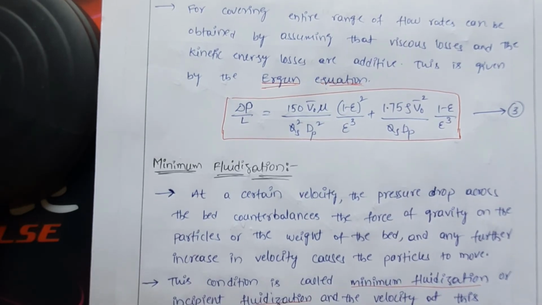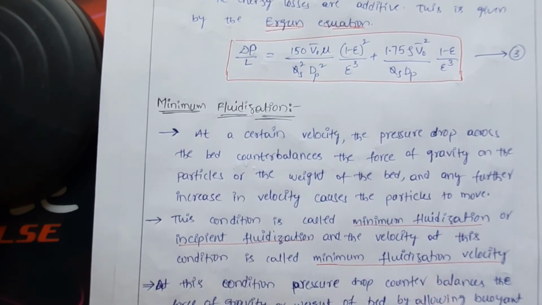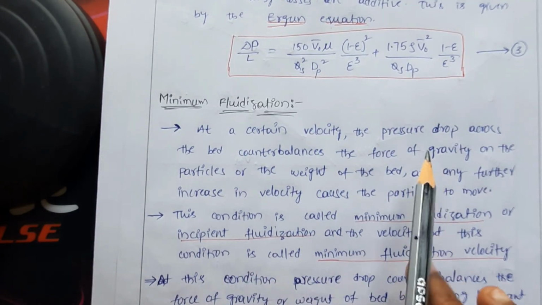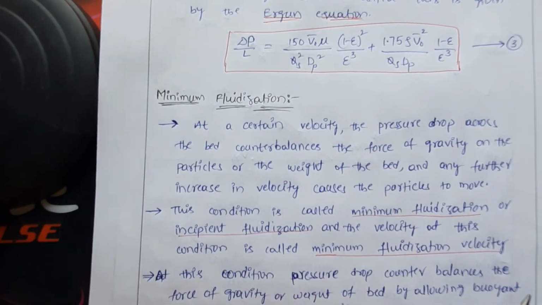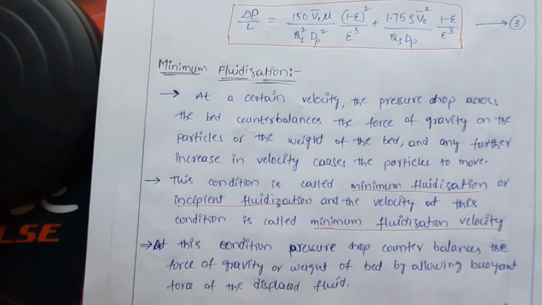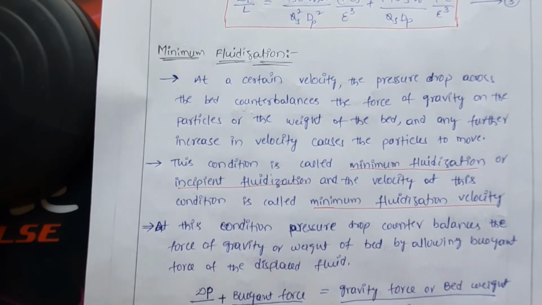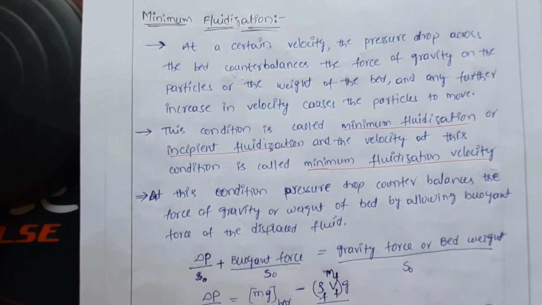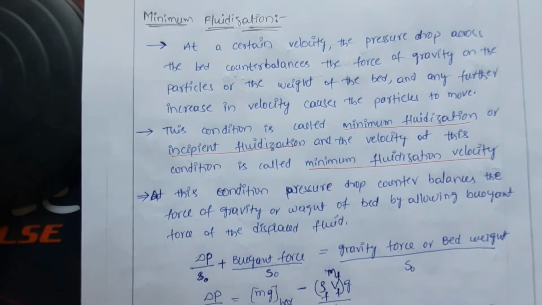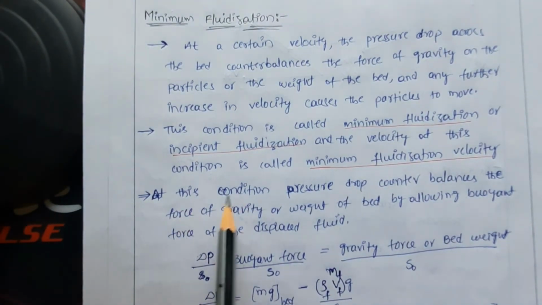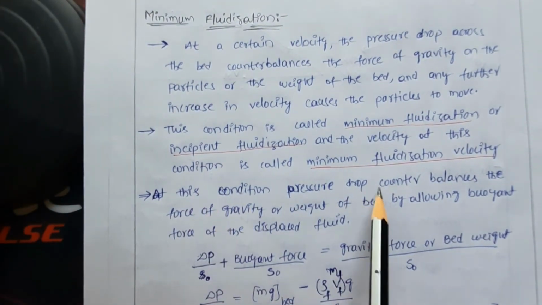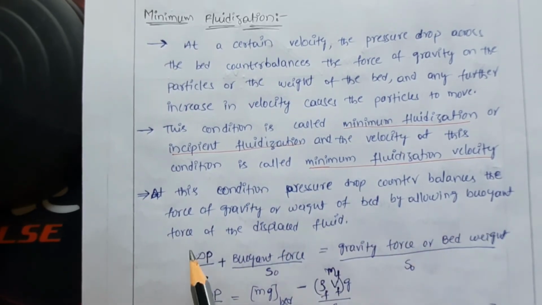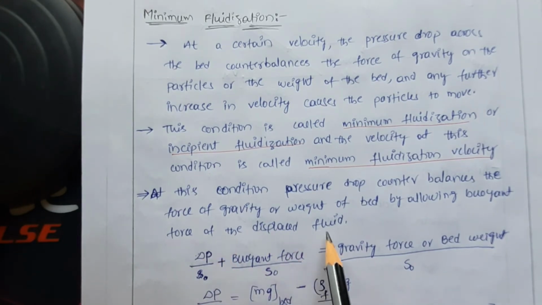Okay, so I have already given what minimum fluidization is. The same definition will be given here, and the explanation will be given in the form of written terms. So we have to see what the pressure drop is at minimum fluidization. At this condition, the pressure drop counterbalances the force of gravity, or weight of the bed, by allowing the buoyant force of the displaced fluid, right?